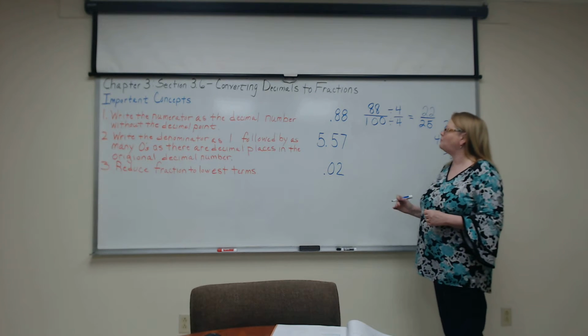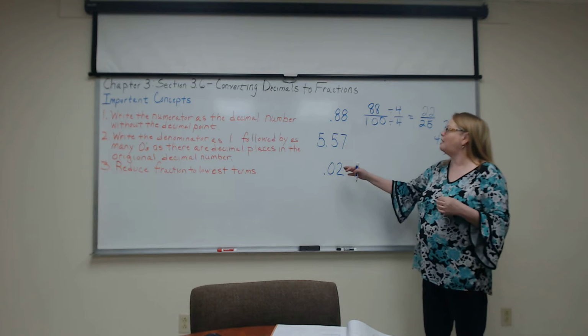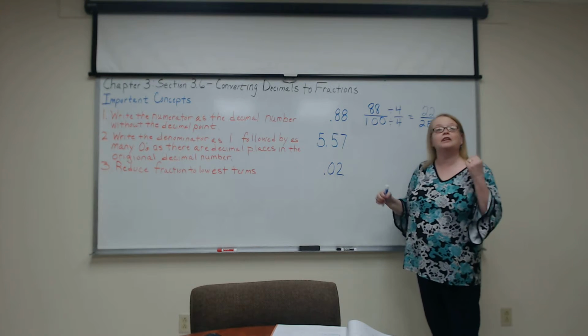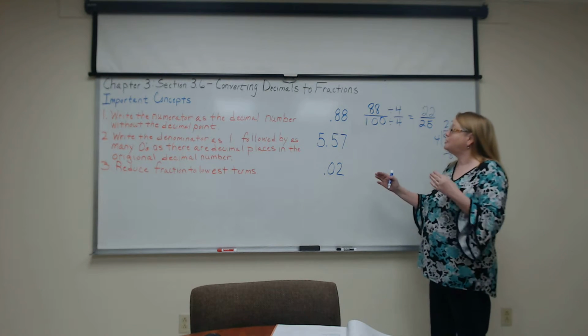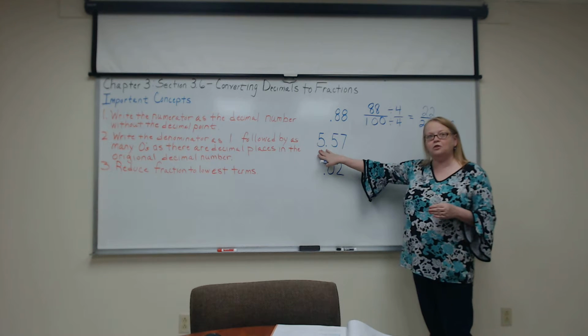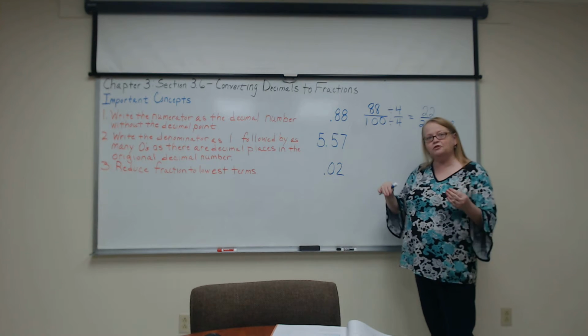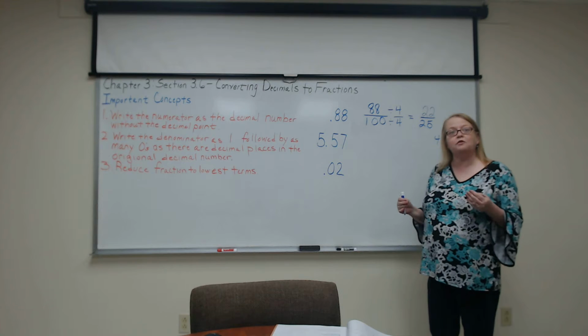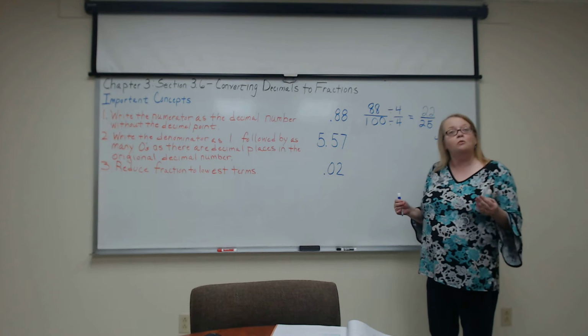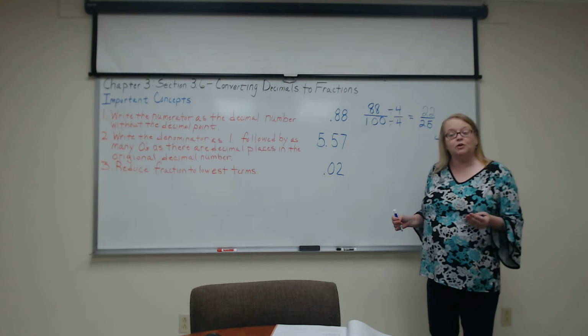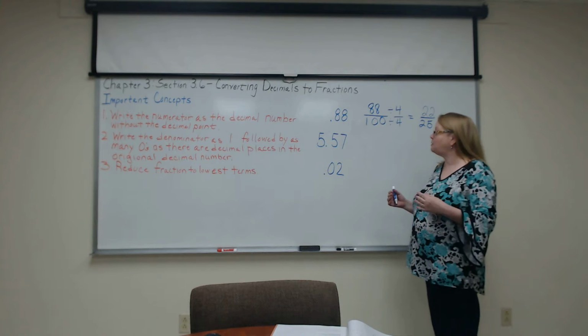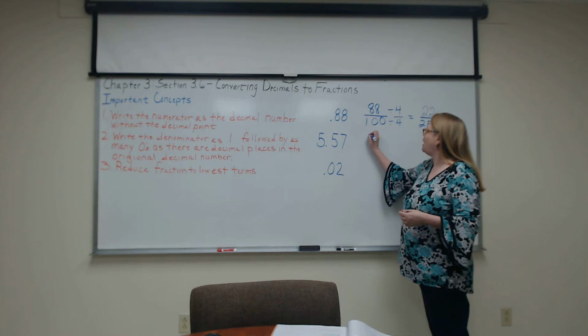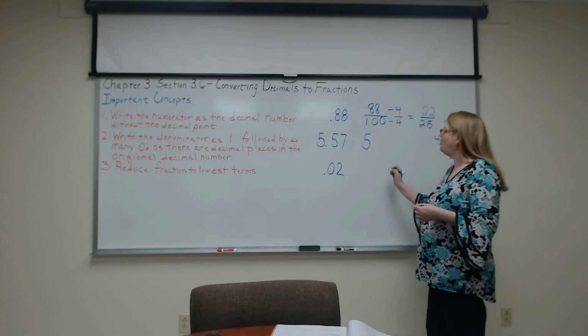Let's look at this problem right here. We have 5 and 57 hundredths. So sometimes having a whole number with a decimal confuses people as to what that would look like if you were converting it to a fraction. What it is, it's a mixed number. So we've done mixed numbers. We know what they look like. So we have our 5. That becomes our whole number.